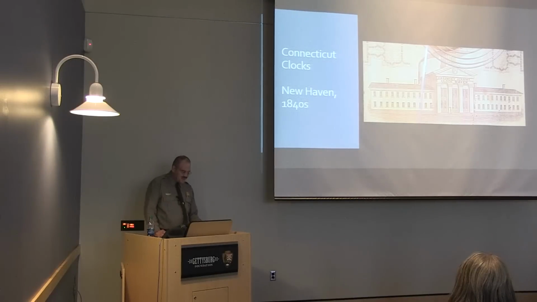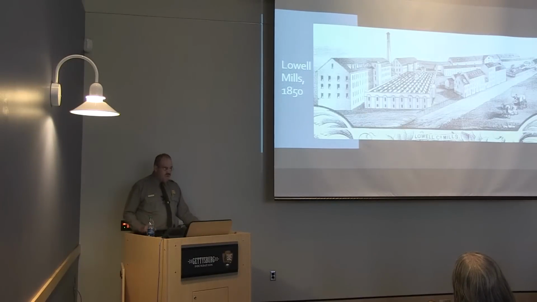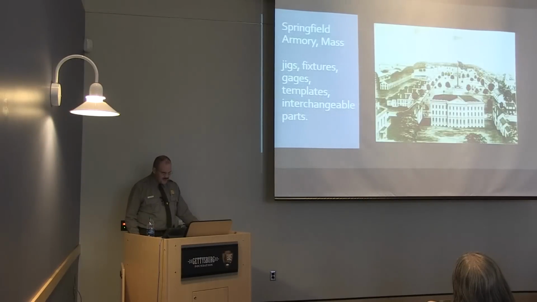Connecticut clocks. This is a picture of one such clock factory in New Haven, Connecticut, in the 1840s. So Connecticut was known for clocks, just like Massachusetts was known for shoes. Lowell Mills, by 1850, had converted from water power to steam power, and they were producing textiles in a major way.